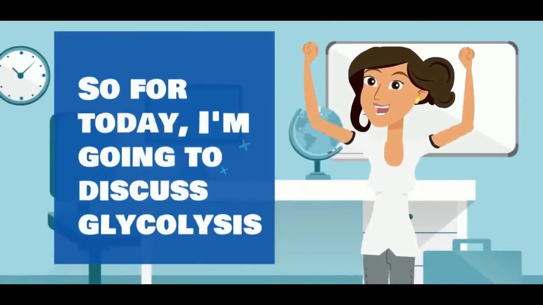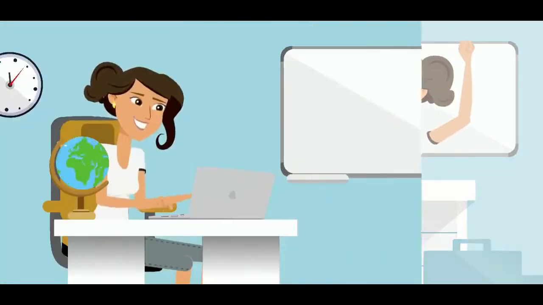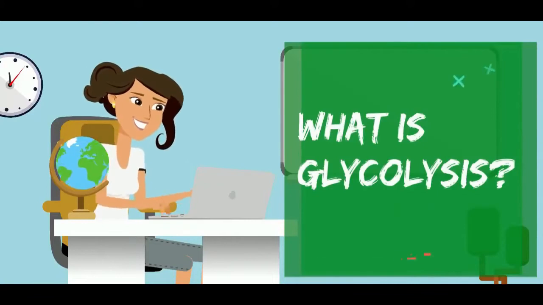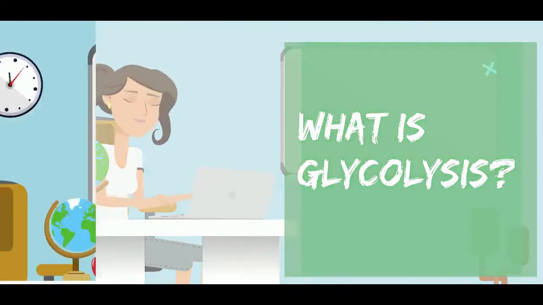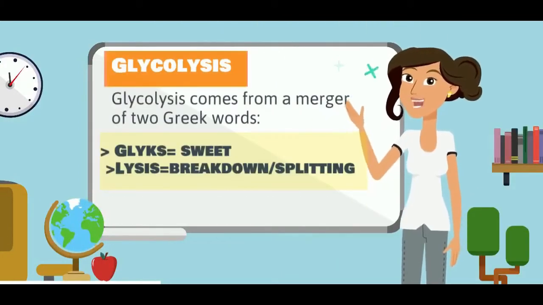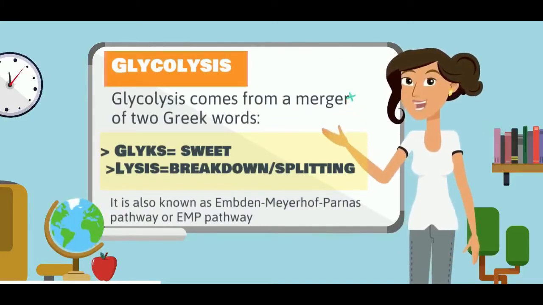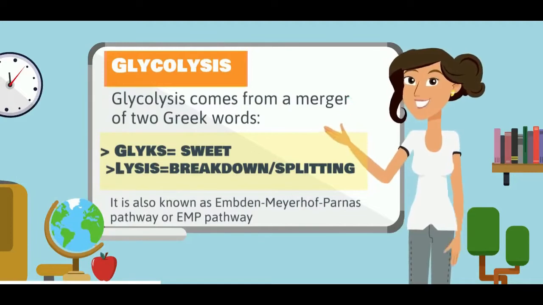So for today, I'm going to discuss glycolysis. What is glycolysis? Glycolysis comes from a merger of two Greek words, glyx equals sweet, lysis equals breakdown or splitting. It is also known as the Embden-Meyerhof-Parnas pathway or EMP pathway.